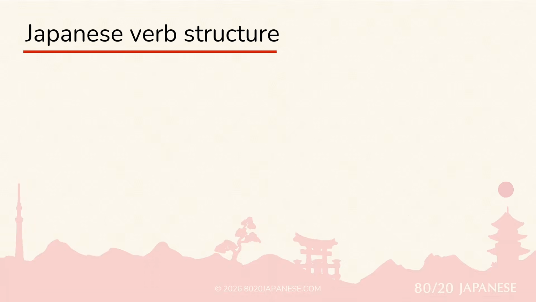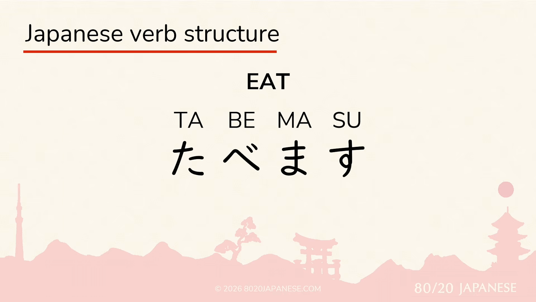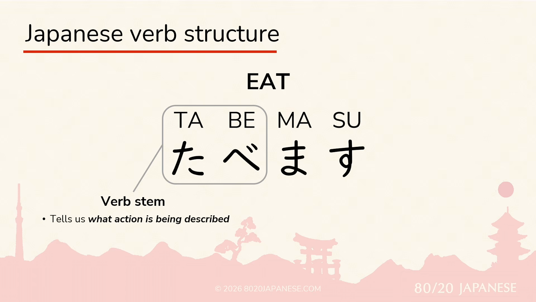So let's start by using the word eat as an example, which in Japanese is tabemasu. Like all Japanese verbs, we can break this down into two parts. There's the verb stem, which is tabe in this case, and that tells us what action is being described. That's the part that tells us that it's eating that we're talking about.